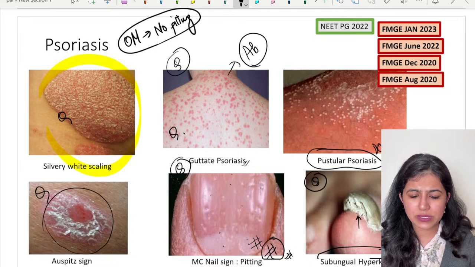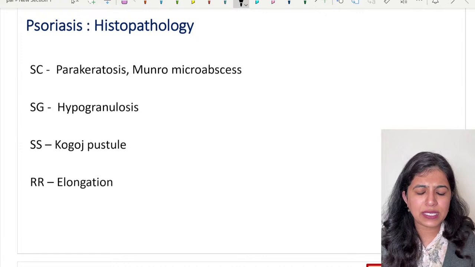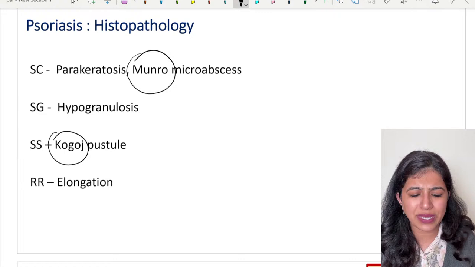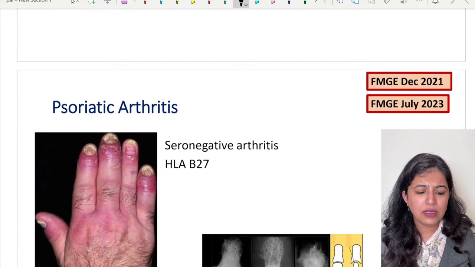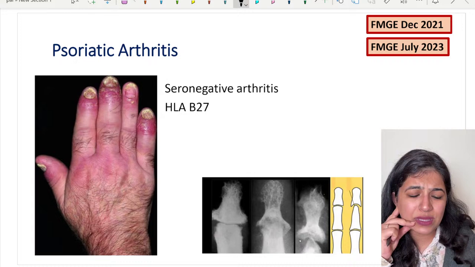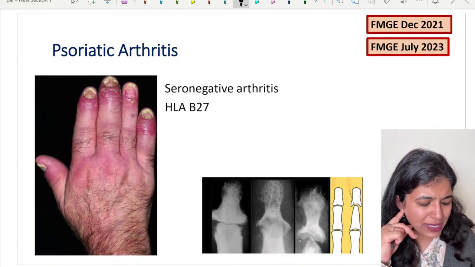Then they ask you the histopath also. Remember, Munro's abscess and Kogoj pustules are seen in psoriasis. Then this was the question in the July 23 exam. A patient of psoriasis presents with dactylitis, swollen fingers, inflamed wrist joint. What is the diagnosis? The diagnosis is psoriatic arthritis.